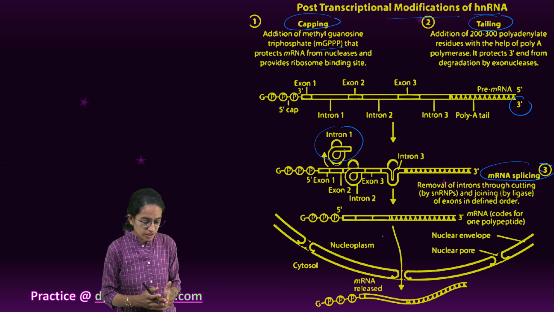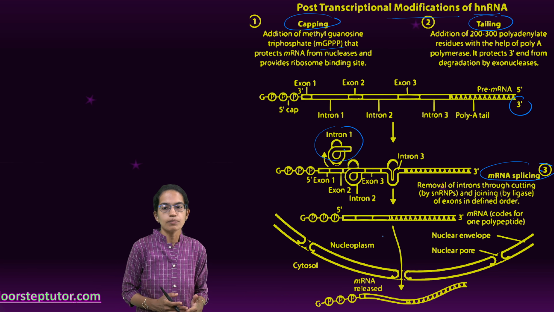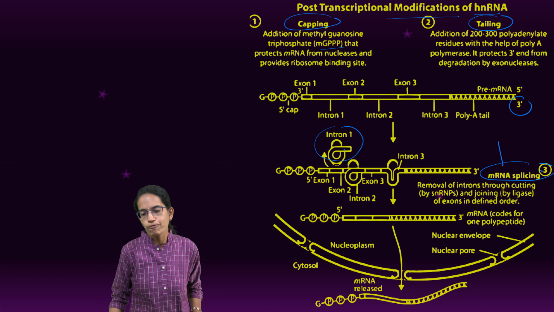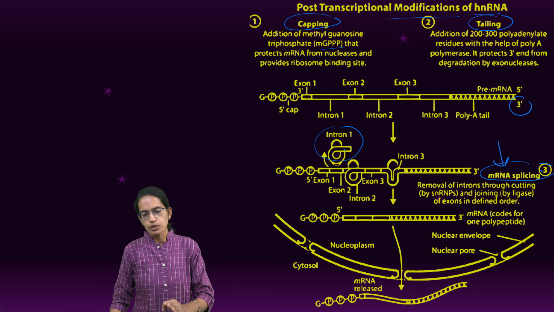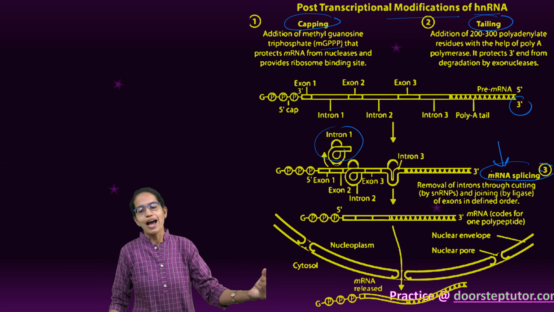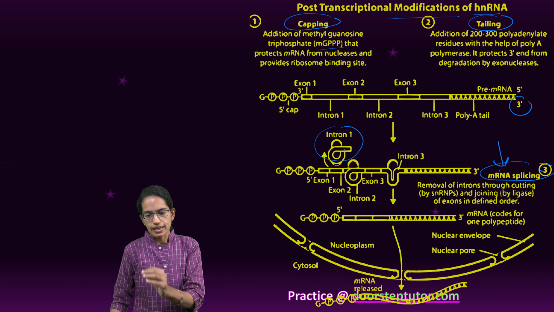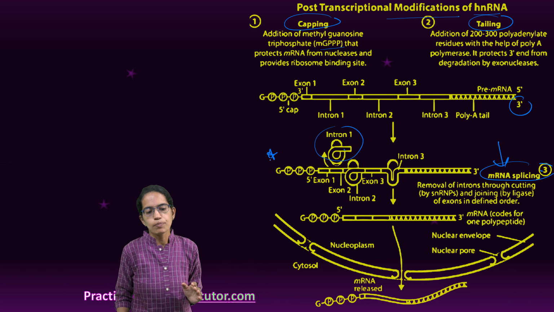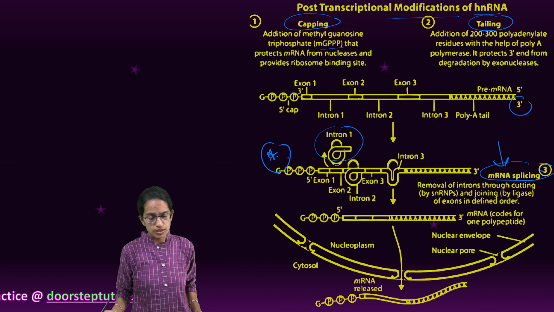So under post-transcription modification, three important elements: capping, tailing and mRNA splicing, of which splicing is the most important because it's the point where the introns are removed and they are joined by ligase in a definite order. So again, a very important step in the post-transcriptional process.